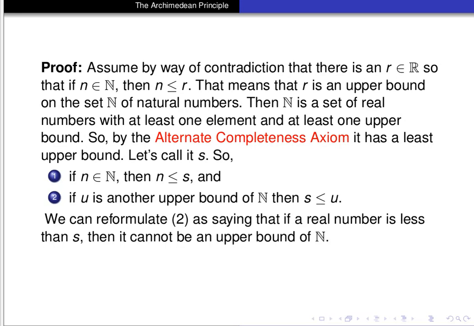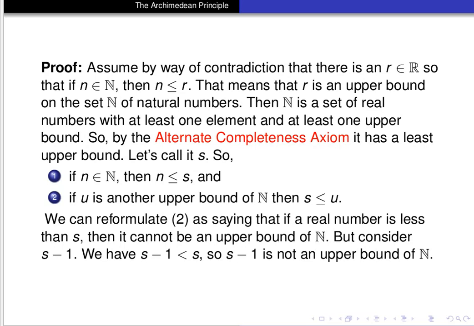This second condition, we're going to reformulate it as saying that if you have a real number smaller than the least upper bound, so if you have a real number smaller than S, then it can't be an upper bound. If it's smaller than the least upper bound, then it's not an upper bound. So we're going to use that formulation applied to S minus 1. S minus 1 is less than S, so that means that S minus 1 can't be an upper bound. It's not an upper bound of the natural numbers.